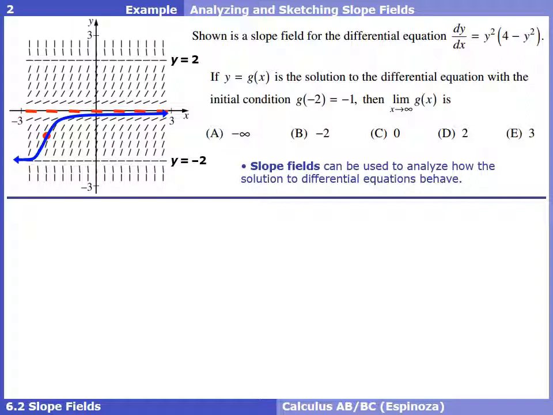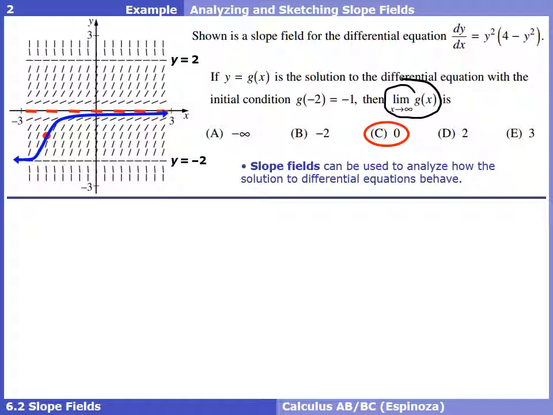And once we have that graph drawn in, now it's just a matter of using that graph to analyze what the limit as x approaches infinity is. And you'll notice, as x approaches positive infinity, we're approaching a value of 0. So ultimately, that would be the limit of our particular solution, which again, they're calling g of x in this problem.